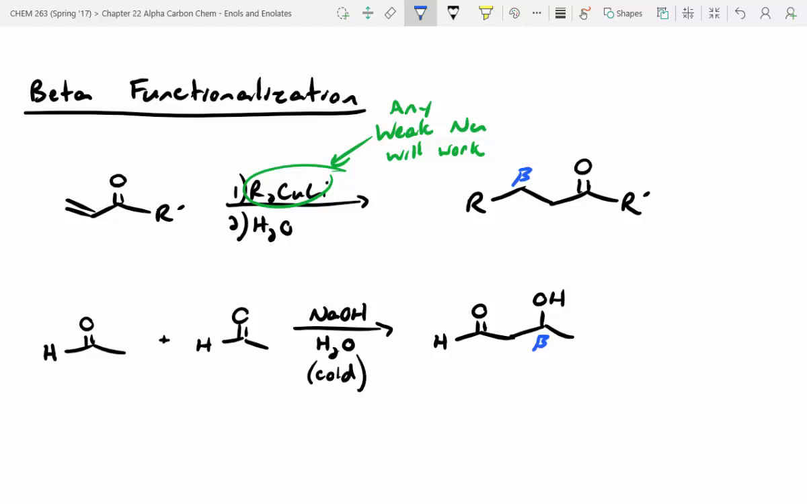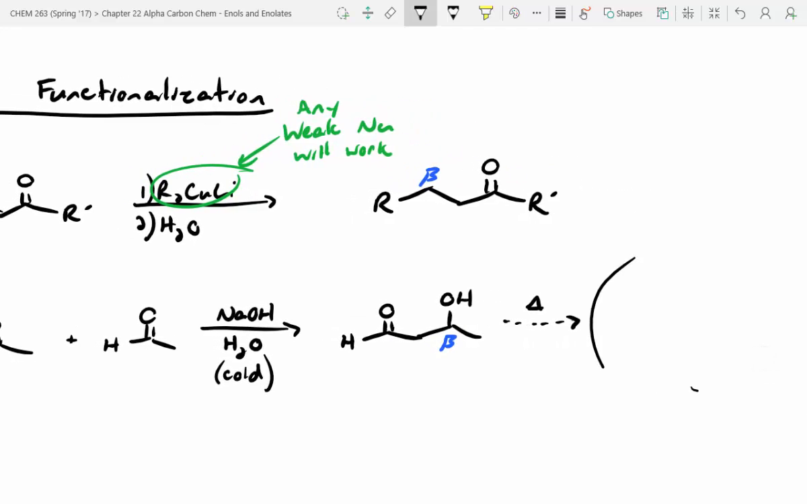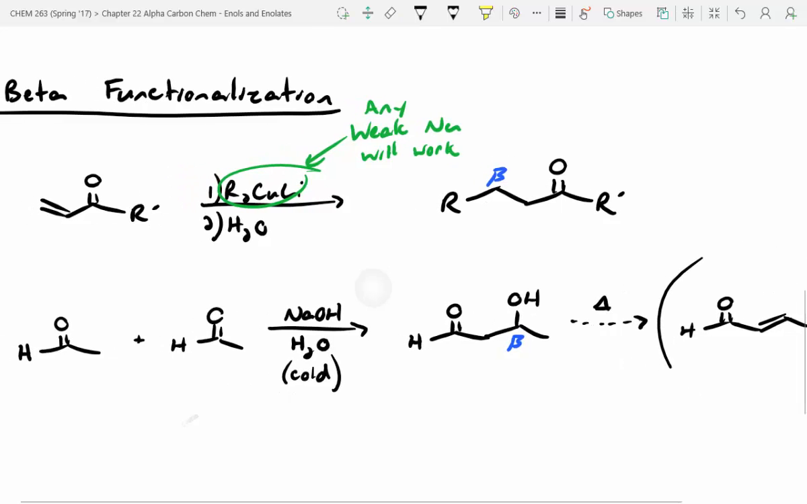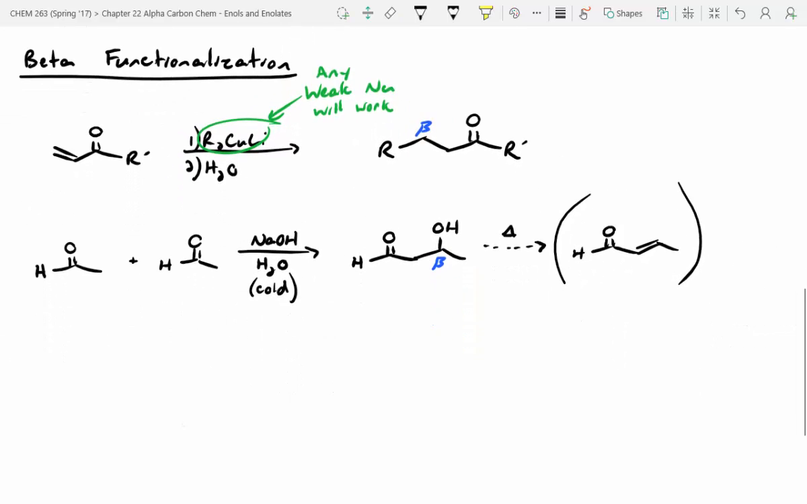And then we said if you want, you can apply heat and push this all the way to the alpha beta unsaturated ketone or aldehyde. So if you do want to stop at the aldol addition and not the condensation, you have to run the reaction cold. Does that make sense?